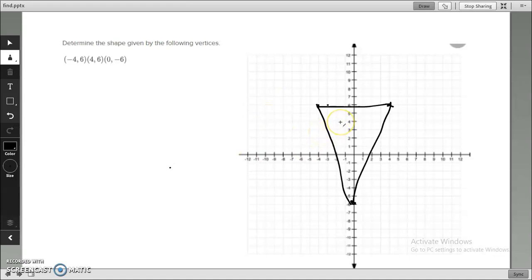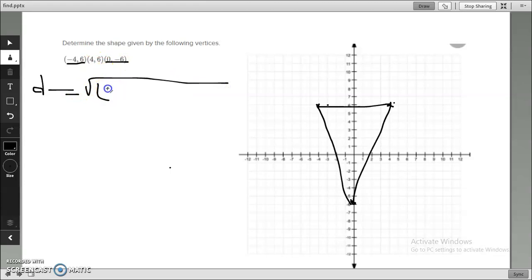I can tell by the way that it looks, even though I don't always want to go off of looks, and also the way that the points are set up, that this is not a right triangle. Let's see if it's an isosceles triangle though. So we can find the distance from this point to this point, and then from this point to this point. So we'll find the distance first from -4, 6 to 0, -6.